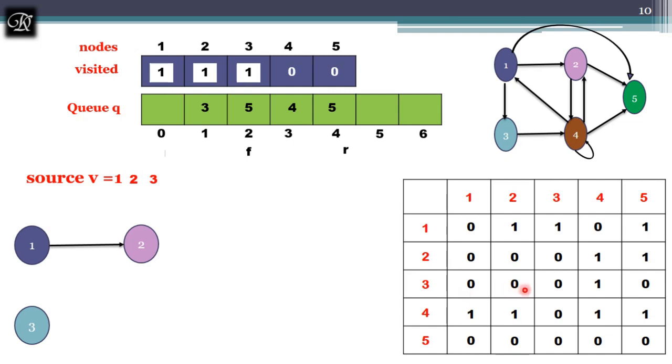3 to 2, no edge. 3 to 3, no edge. 3 to 4, yes, there is an edge, and it is not visited. So what do I have to do? Let me add that to the queue.